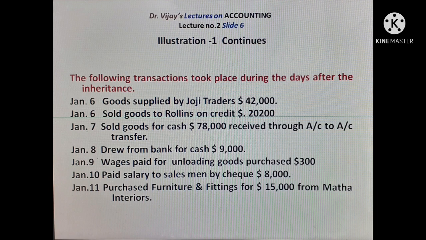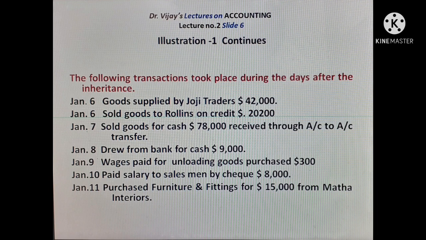credited. Wages paid for unloading goods purchased. Cash goes out of the firm. So cash account to be credited. Wages is an expenditure, nominal account, so wages are going to be debited.